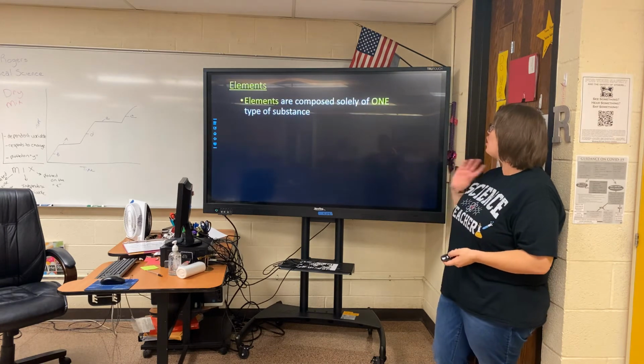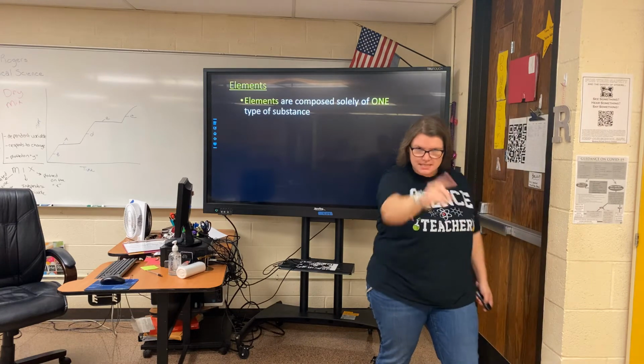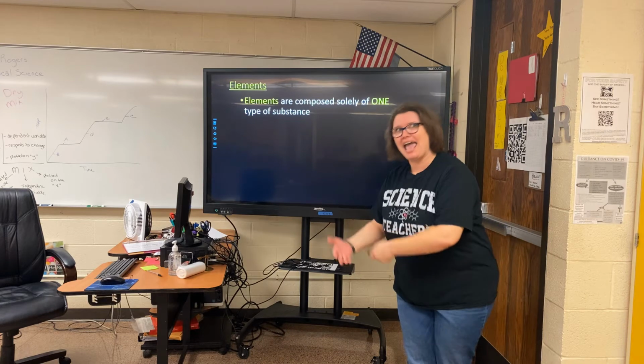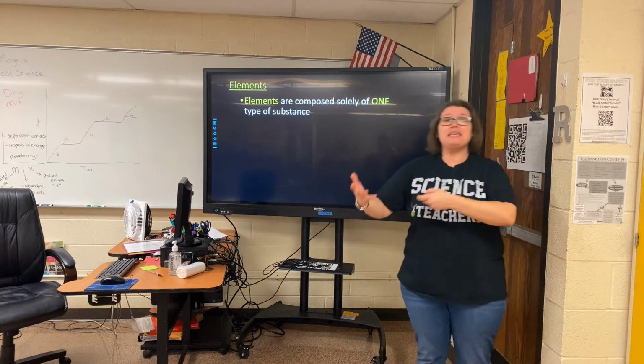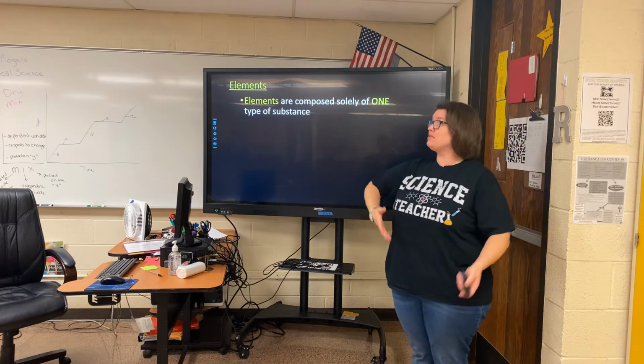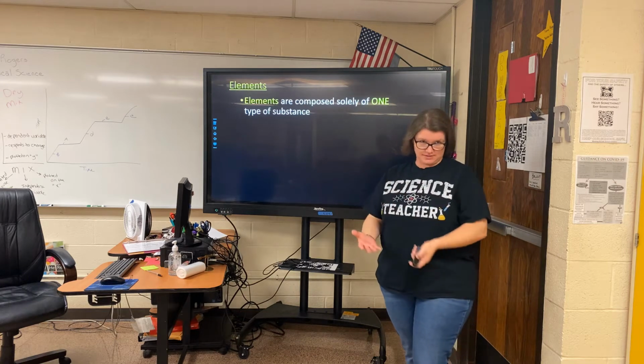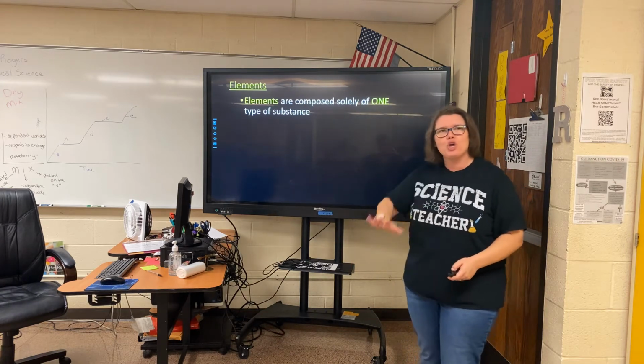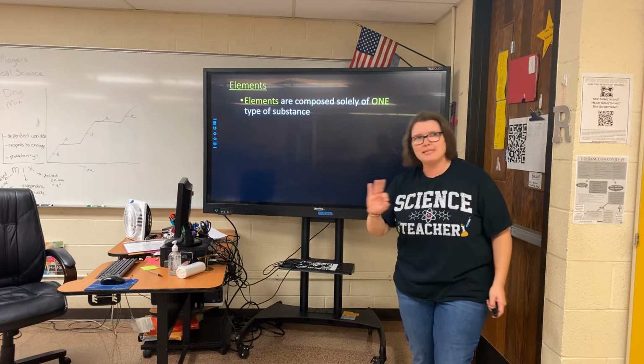Elements are composed solely of one type of substance. For example, hydrogen is only made out of hydrogen atoms. Helium only made out of helium atoms. Carbon is only made out of carbon. Silicon only made out of silicon. You get the picture. They're not mixed together in any way. Elements are pure. They're on their own. Simplicity at its best.